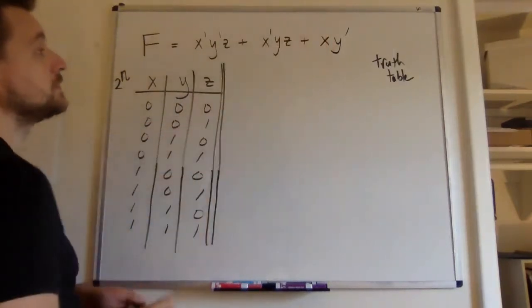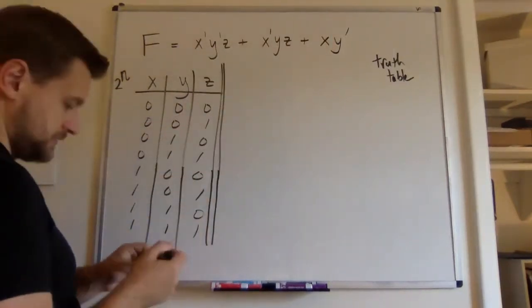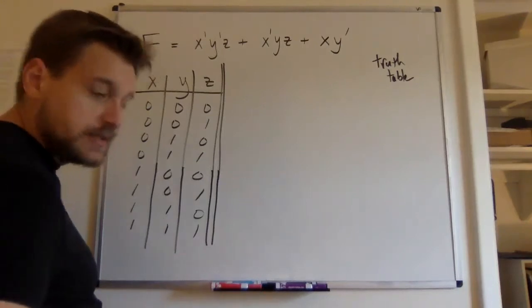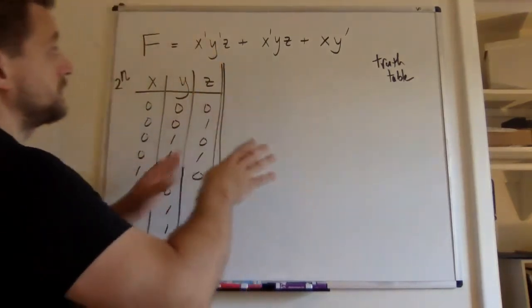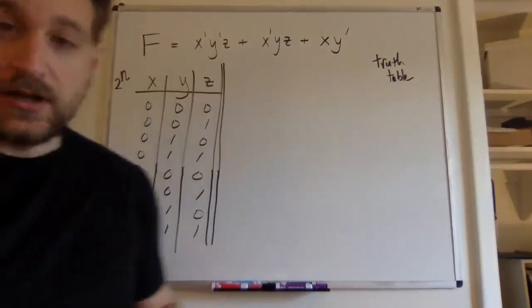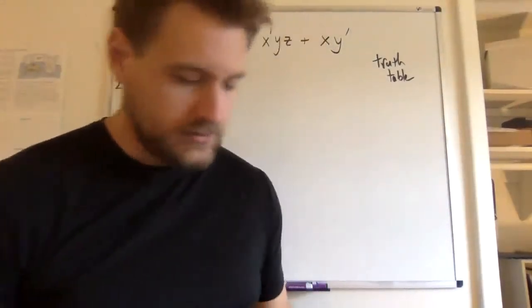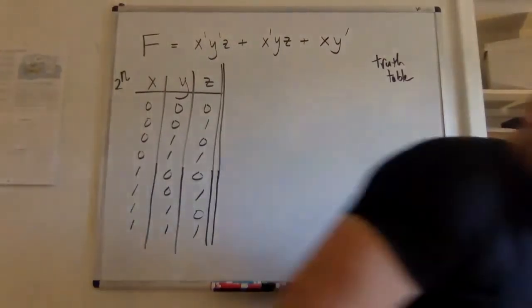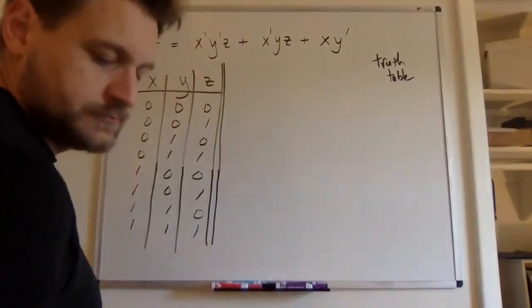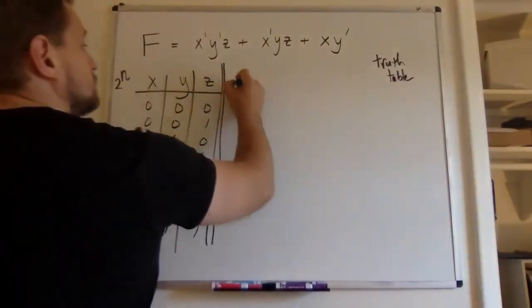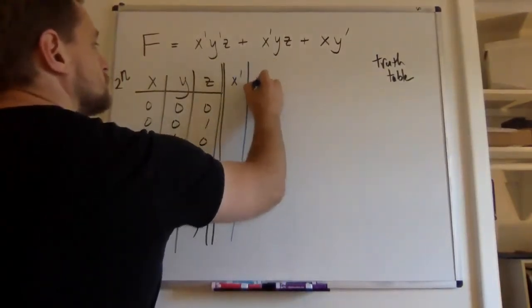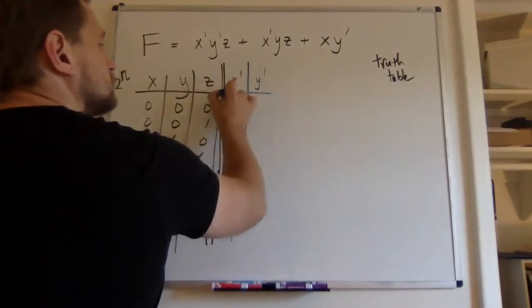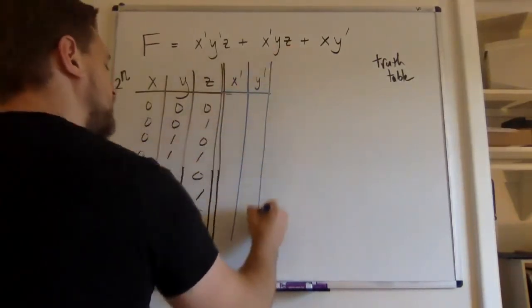Along the way, we're going to need x complement and y complement. We're going to need complemented forms of x and y. And that's not so bad.